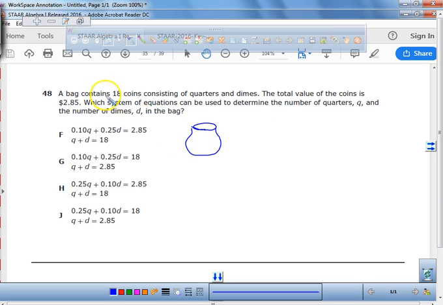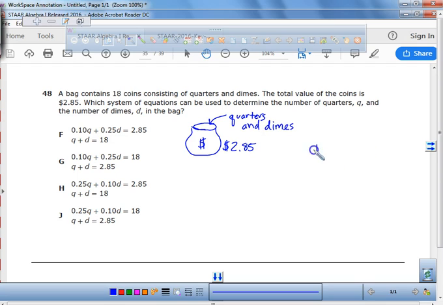But what does the bag consist of? Money. Cha-ching, right? So look, we have money in the bag. What do we have in the bag? $2.85. So we have $2.85 in the bag. All right, what else do we have in the bag? What kind of money is in it? Quarters and dimes. Just quarters and dimes. Nothing more, nothing less.